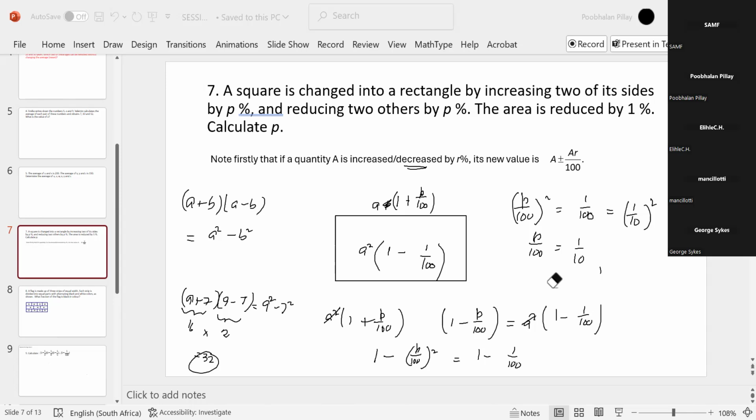But if you don't like to do that, you can use algebra to still get the same thing. And that is, you cross multiply: 10p is equal to 100 times 1. Since we've got fractions, you can cross multiply. And p is equal to 100 over 10, which is 10. So that's the answer.